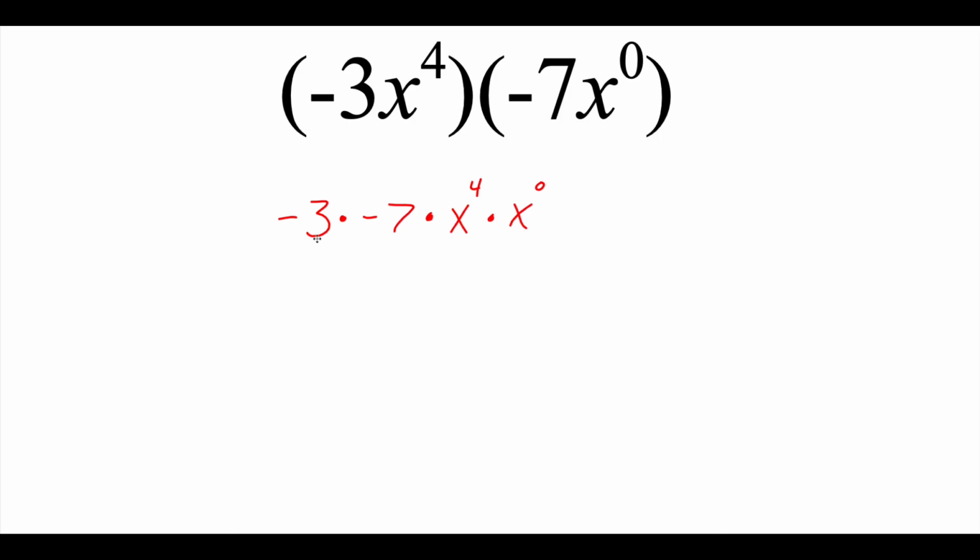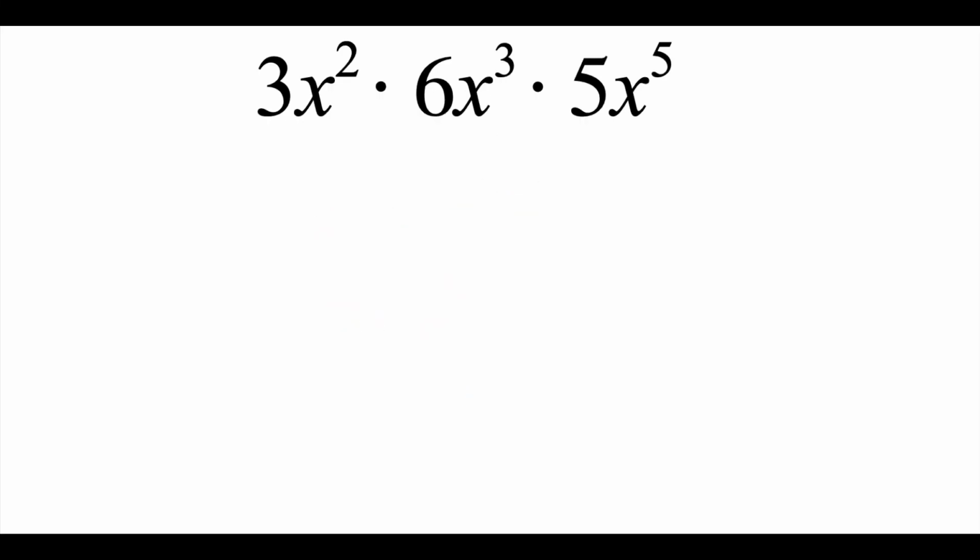So if I take negative 3 times negative 7, that's going to give me positive 21. And then if I take x to the fourth times x to the 0 power, well, we're going to add those exponents together. So we're going to get x to the fourth power. So we get 21x to the fourth power as our final answer.